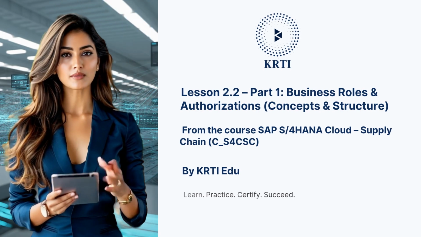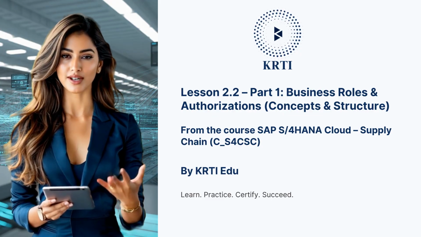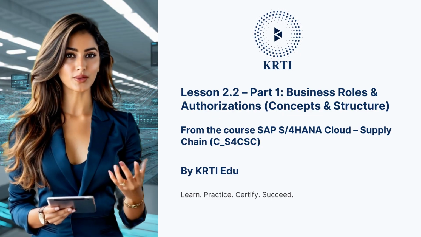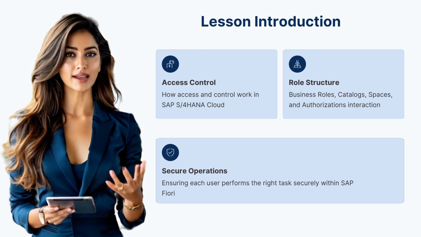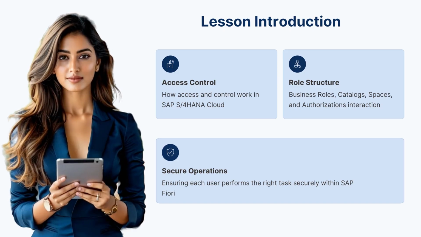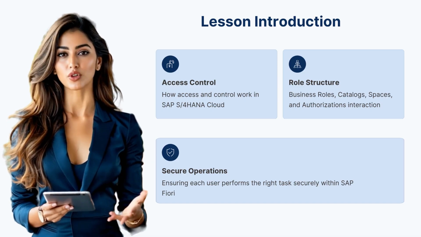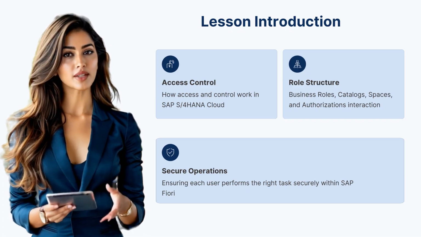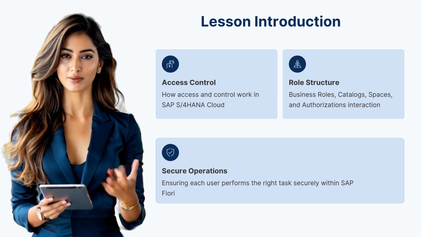Welcome to Lesson 2.2, Part 1, Business Roles and Authorizations, Concepts and Structure, from the course SAP S4HANA Cloud Supply Chain S4CSC by KRTI Edu. In this lesson, we'll explore one of the most critical foundations of SAP Cloud Security, the business role model. You'll learn how roles, catalogs, and authorizations work together to determine what each user can see and do inside the system. By the end, you'll understand not only the theoretical model, but also how these roles are structured, governed, and configured in practice.